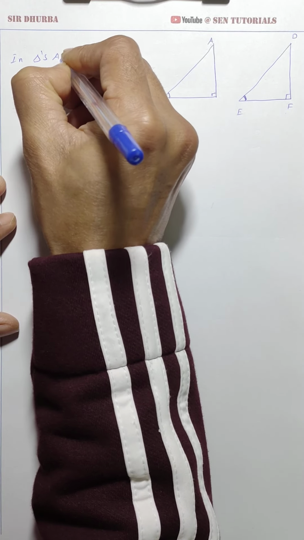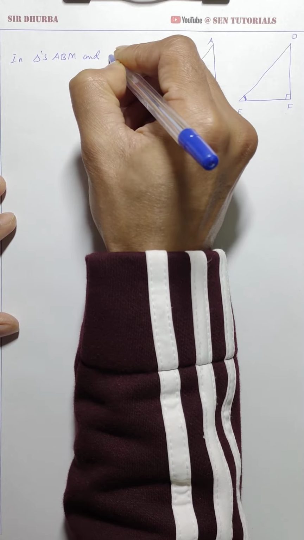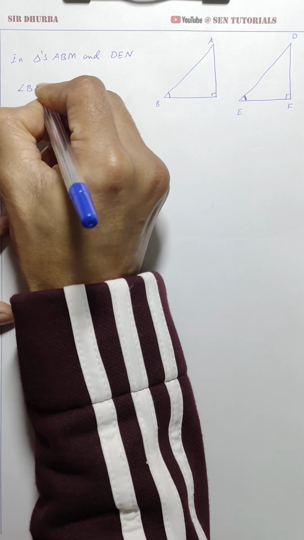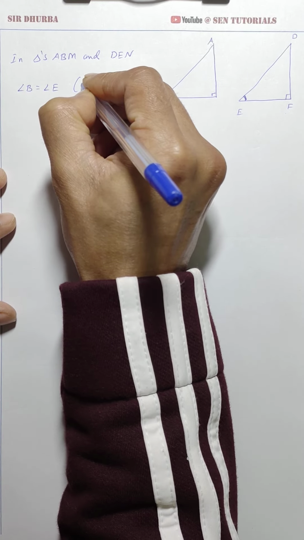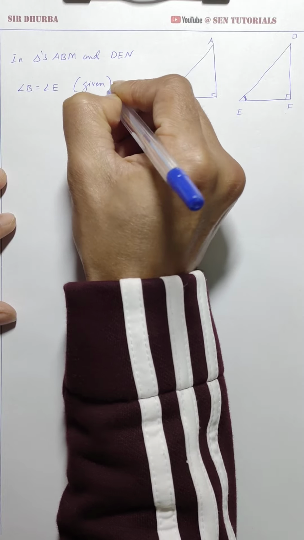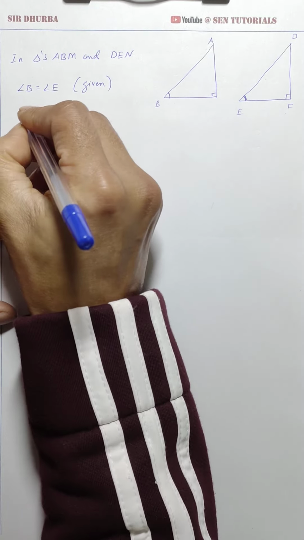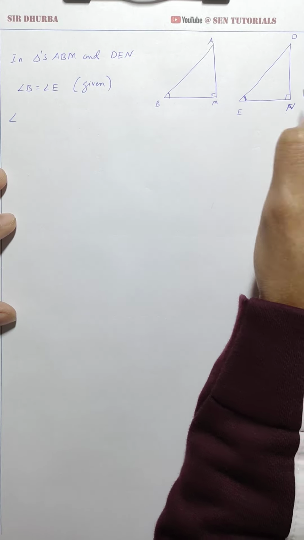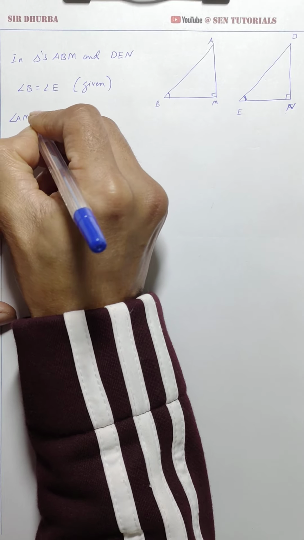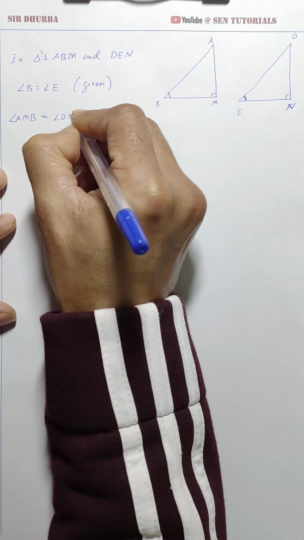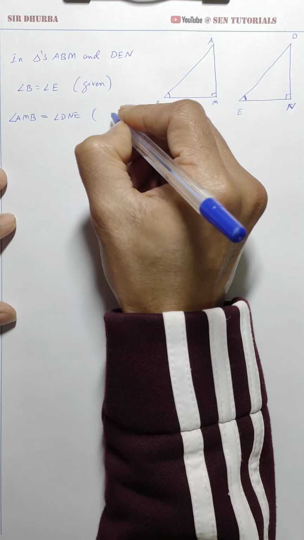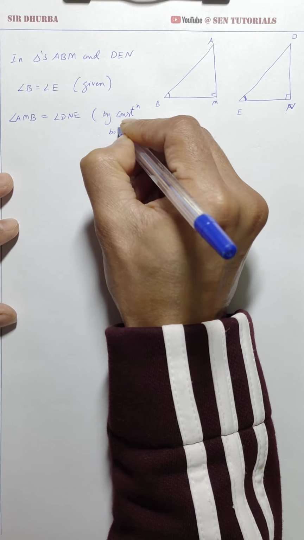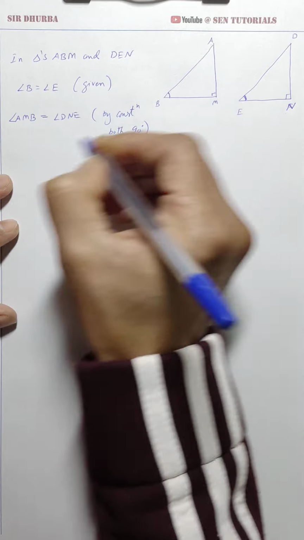Okay, so let's see what we can do. In triangles ABM and DEN, what we have is angle B is equal to angle E. This is actually already given from the main figure. And angle AMB is equal to angle DNE. Why is that? Because of the construction. By construction, both angles are 90 degrees.